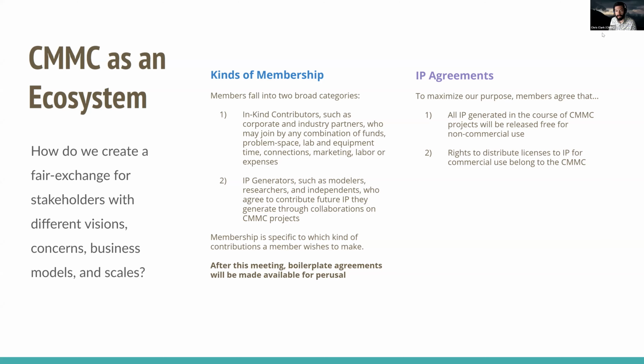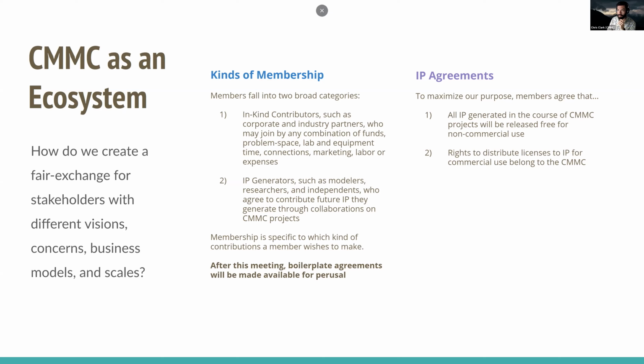And then we have IP generators. And these are probably typically going to be people who are modelers and researchers and independents. And their agreement is to contribute the IP that they generate within the CMMC to the CMMC, so that we can maximize our purpose.